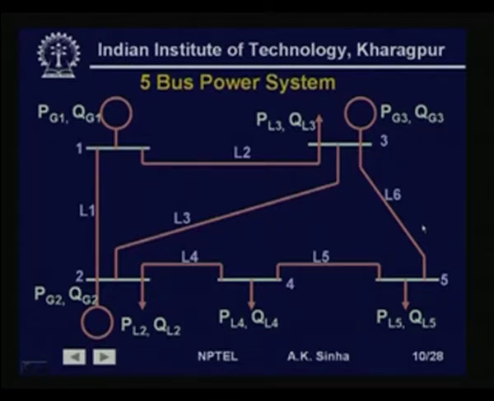Now, if we know PG and PL and QG and QL, we can find out the injections at those buses, that is PG minus PL will give me the real power injection, QG minus QL will give me the reactive power injection. At those load buses where we do not have any generation, PG is 0. So, the injections will be minus PL and minus QL for those buses, like for bus 4 the injection will be minus PL4 and minus QL4 and so on.